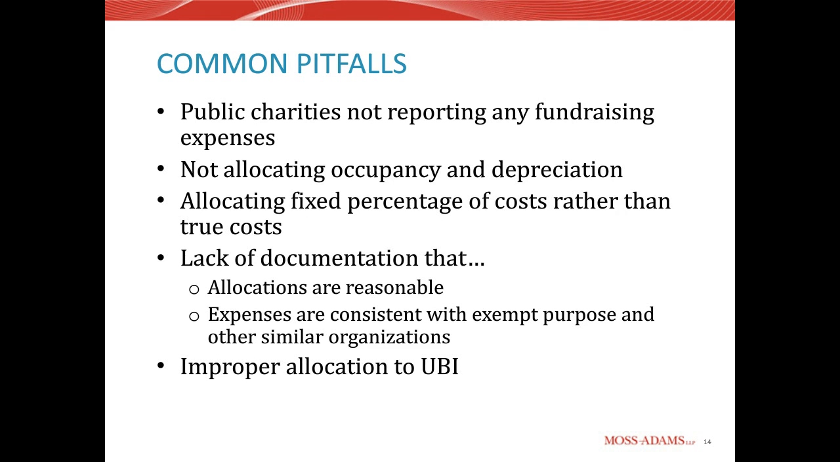We see many common pitfalls when it comes to expense allocations. Often, public charities are not reporting any fundraising expenses. They are not allocating occupancy and depreciation. We also see that some organizations allocate a fixed percentage of costs rather than true costs, which can under or overstate activity revenue. Often, there's a lack of documentation that allocations are reasonable and that expenses are consistent with exempt purpose in other similar organizations. Most importantly, improper allocation of expenses to unrelated business income is a huge area of interest, and I will go into it further in the next section.